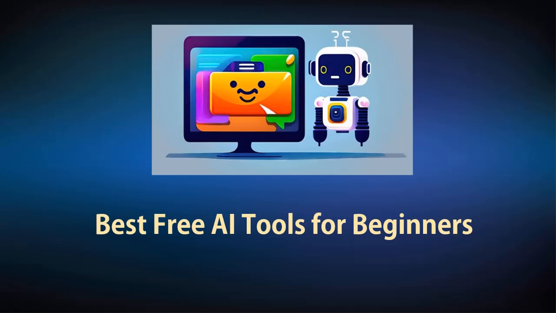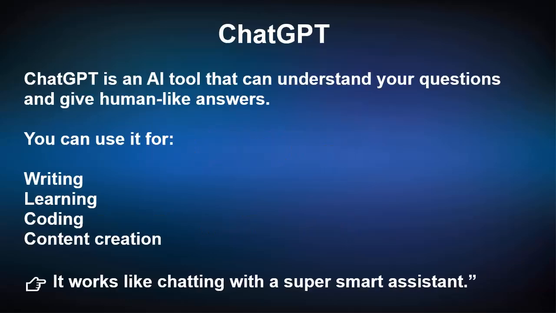Best free AI tools for beginners. ChatGPT. ChatGPT is an AI tool that can understand your questions and give human-like answers. You can use it for writing, learning, coding, content creation. It works like chatting with a super smart assistant.